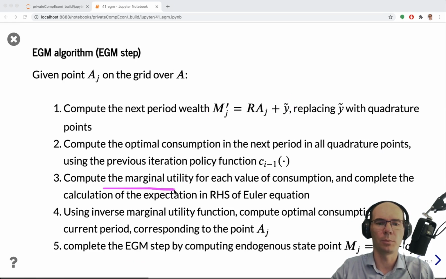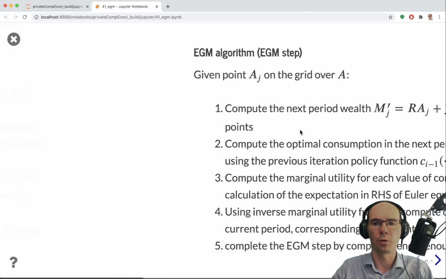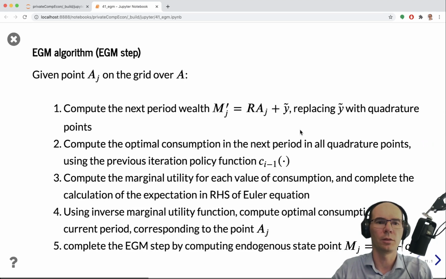And this is done for all quadrature points that we've calculated the next period wealth at. Okay, then we can compute the marginal utility for each of the found consumptions, and we can complete the calculation of the expectation in the right-hand side of the earlier equation. So essentially, we are computing this whole part here. This is the expectation of the marginal utility of the consumption calculated for a bunch of possible incomes, where incomes are replaced by the quadrature points. And then, of course, expectation is just a multiplication with the vector of probabilities, the quadrature weights.